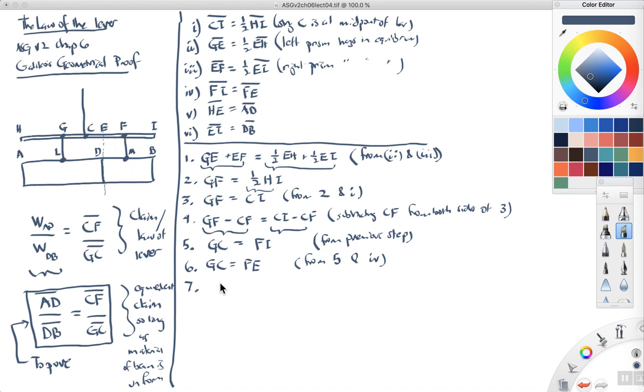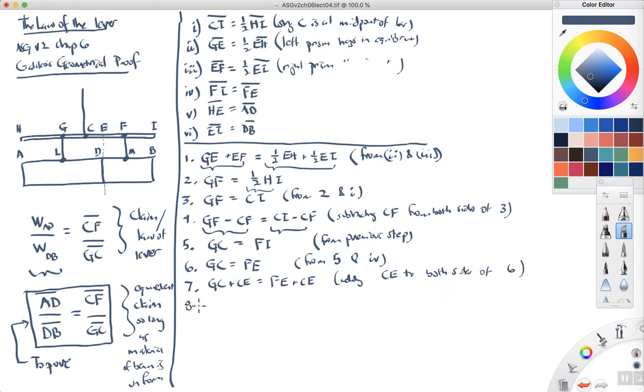Okay. And now we're going to add CE to both sides. GC plus CE is equal to FE plus CE. So that's adding CE to both sides of equation 6.